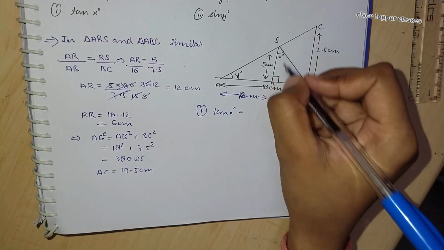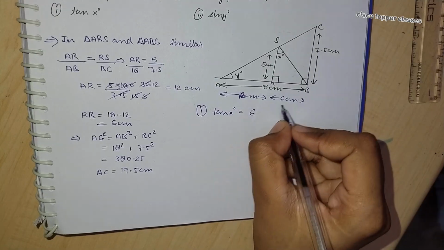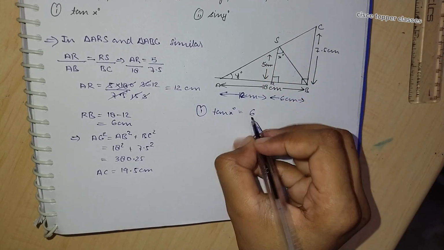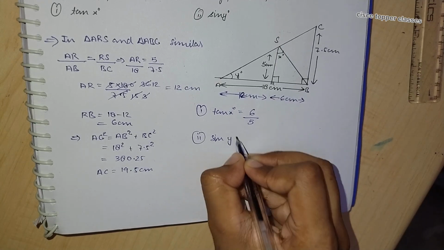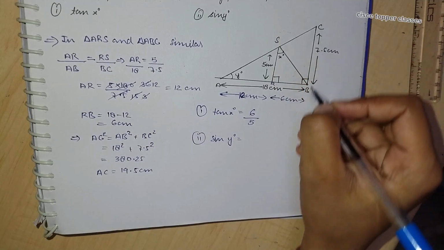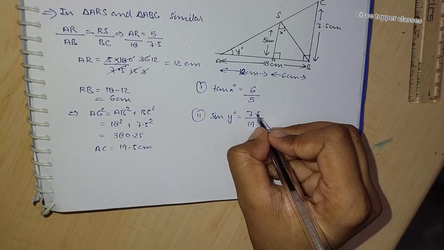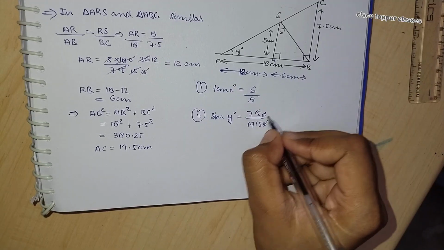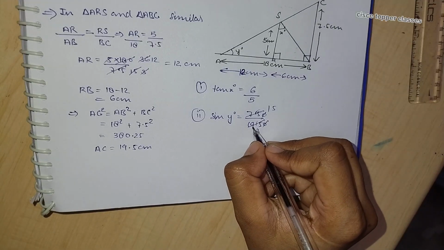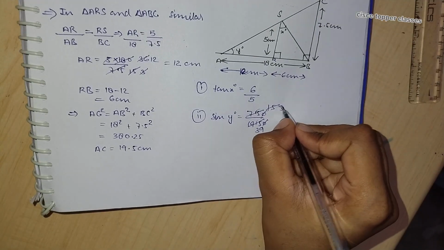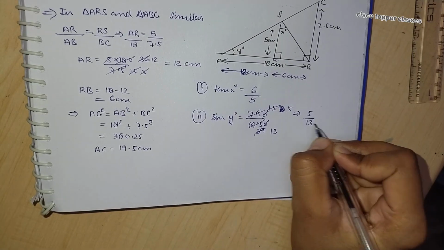because tan x degree will be perpendicular by base. So perpendicular is 6, because we know RB value as 6, and this will be divided by SR. So it is 5. So tan x degree will be 6 by 5. Now if you want to find the value of sin y, this will be perpendicular by hypotenuse. So here perpendicular will be 7.5 and hypotenuse we have found as 19.5. If we want to simplify it, these decimals will be cancelled out and we will get 5 here. This will be 3 and 45 9. Again here 3. This will be 5 and here 13. So 5 by 13 is the value of sin y degree.